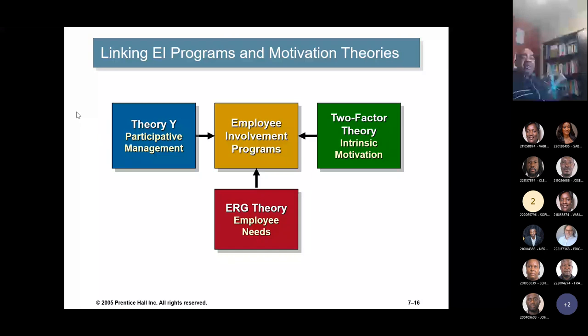Linking employee involvement program and motivation theory. For instance, we have Theory Y, which is, of course, participative management. You remember Theory X says people do not want to contribute as such, they should be forced. But you can see Theory Y that we have discussed is focused on participation. So participative management is also similar to what you have discussed with regards to employee involvement program, all right?